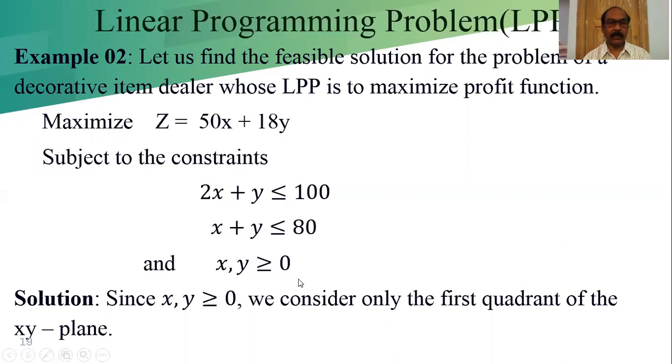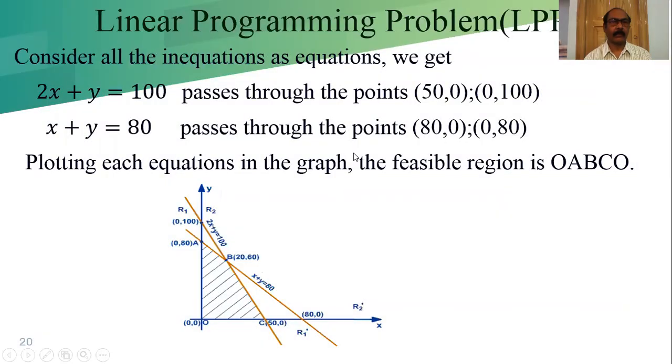To solve this, first we have to consider the inequations as equations. So let's start with the solution. Since x, y is greater than or equal to 0, we consider only the first quadrant of the xy plane. Consider all the inequations as equations. We get 2x plus y equal to 100, which in intercept form passes through the points 50, 0 and 0, 100.